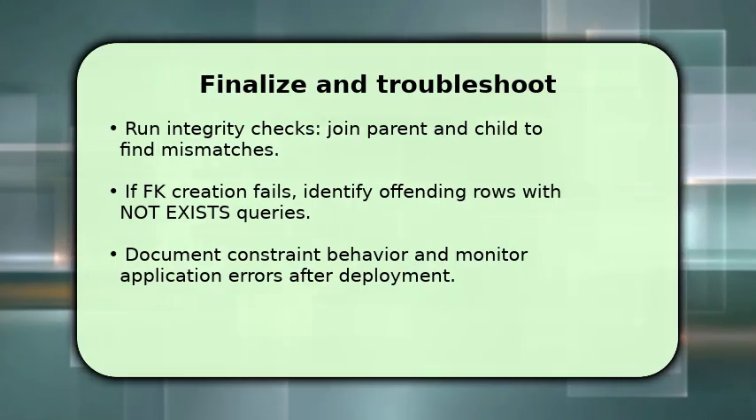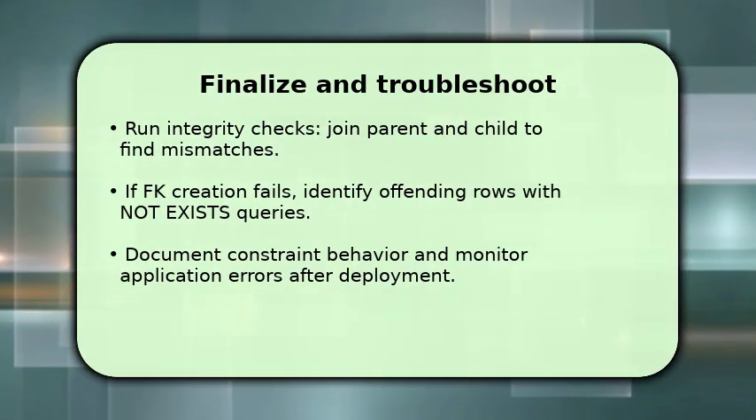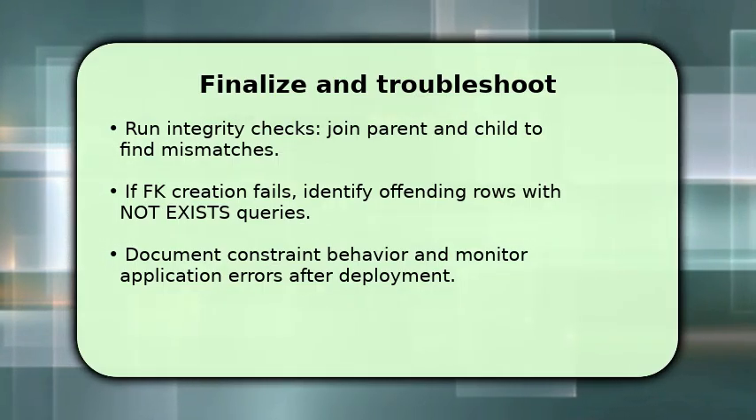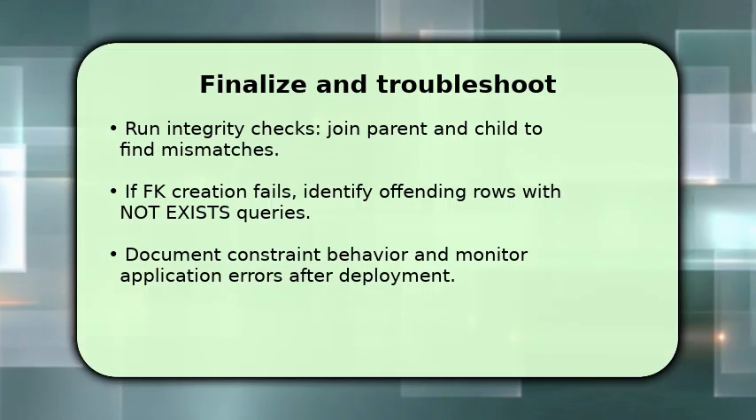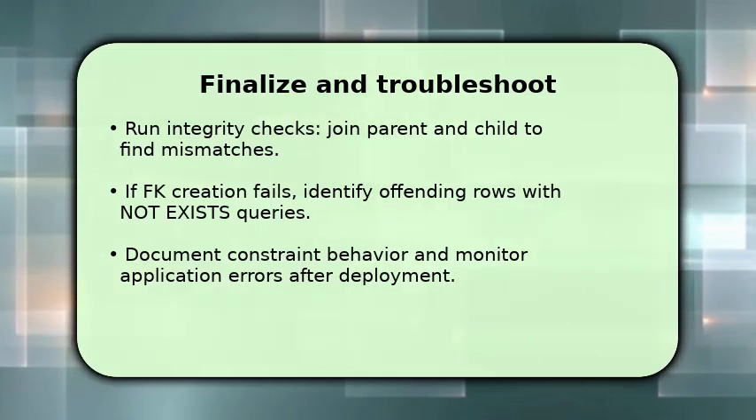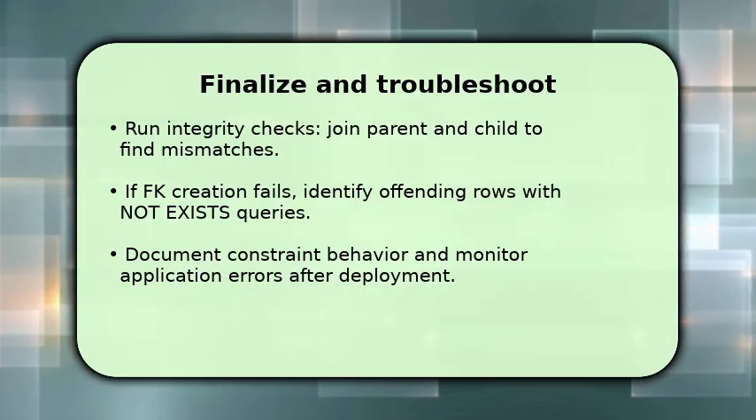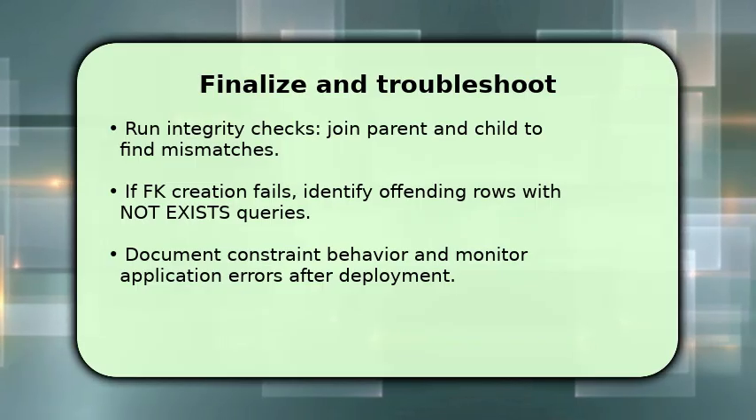If the database rejects the constraint, inspect the error and use a targeted query to list offending rows. Repair them by updating or removing invalid references, then retry. Make sure to inform developers about the FK semantics so application logic handles cascades correctly. If things still go wrong, restore from backup. Reapply fixes in a test environment, and only then repeat the deployment.